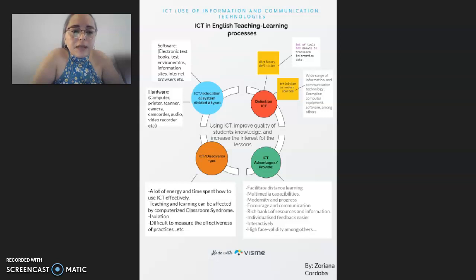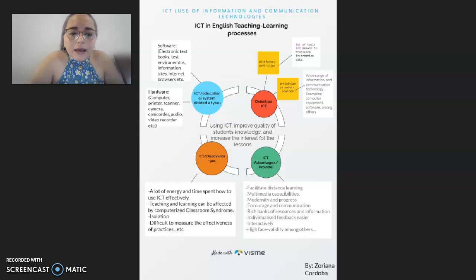Today I'm gonna explain a mind map about ICT in English teaching learning processes. Okay, let's start with the definition. ICT, the acronym of ICT, means use of information and communication technology. That is the principal meaning of the acronym.